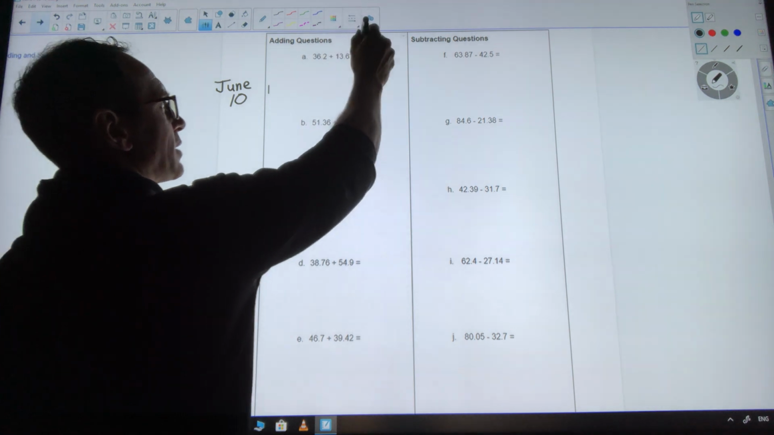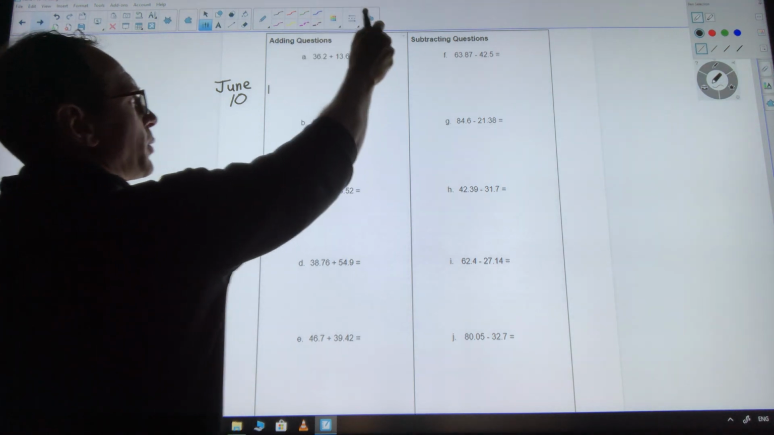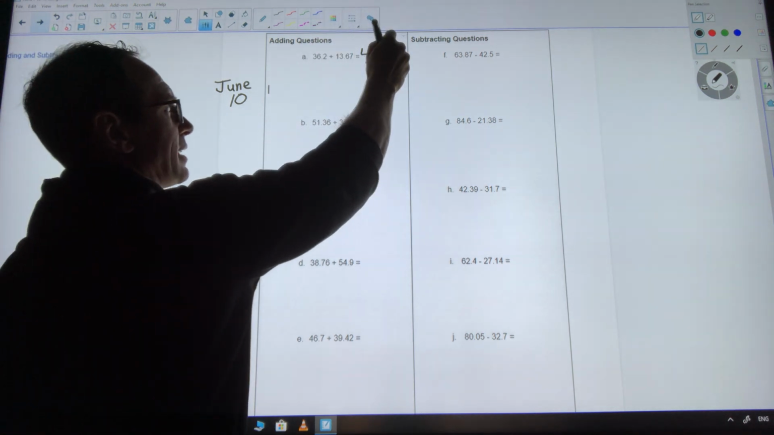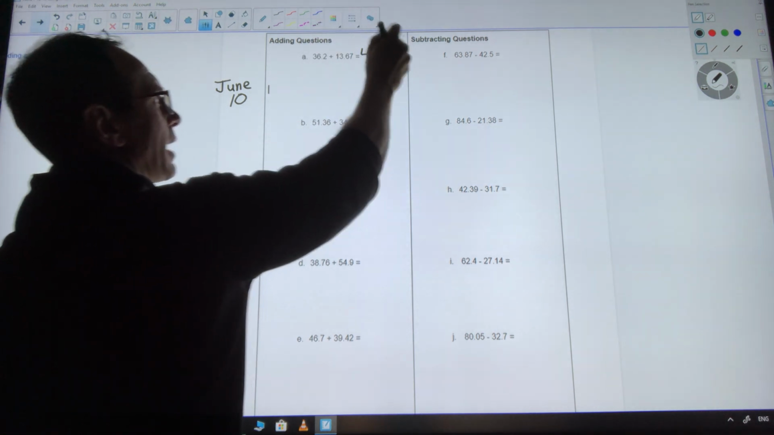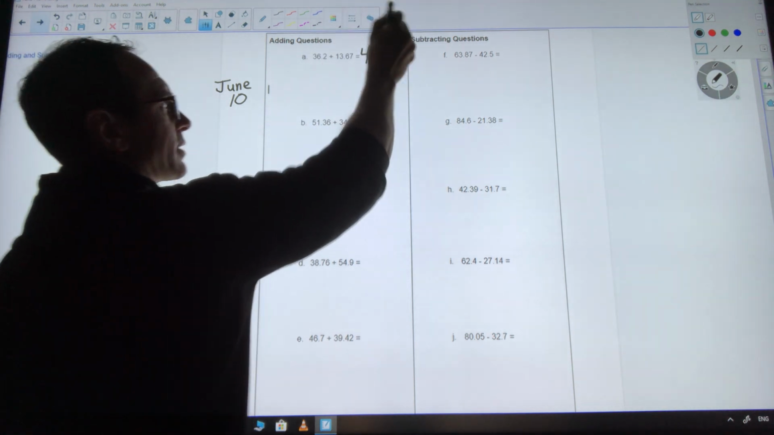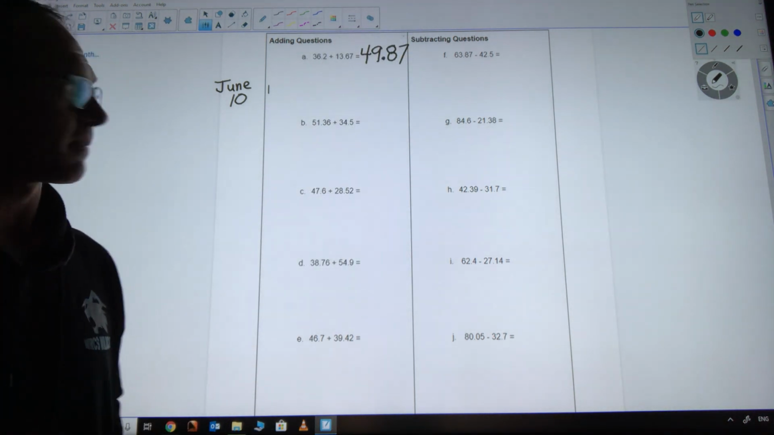So 30 and 10 is 40. 6 and 3 is 9. 2 tenths and 6 tenths is 8 tenths. And nothing in the hundredths place plus 7 hundredths is 49.87.